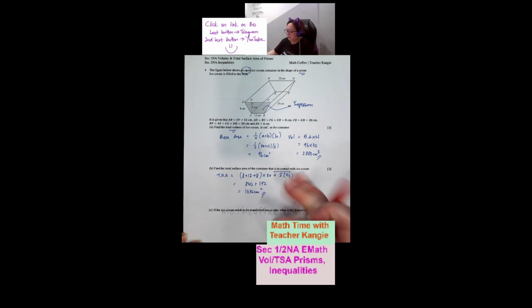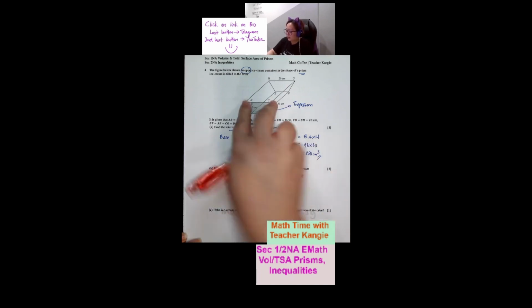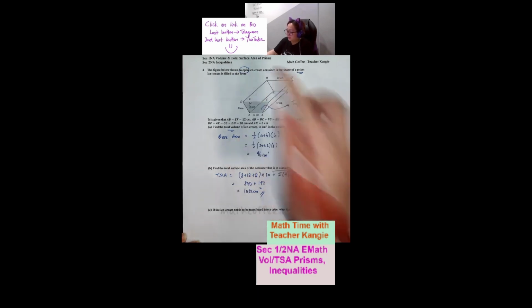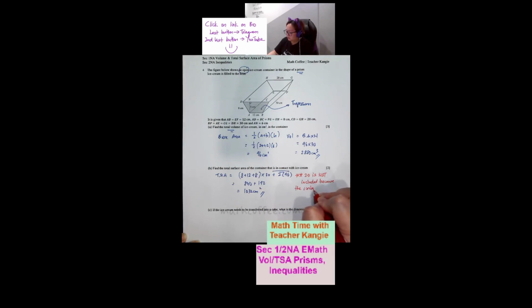So I'm going to just write at the side here, star, star, star. The 20 is not included because the container is open. Top surface not in contact with ice cream.